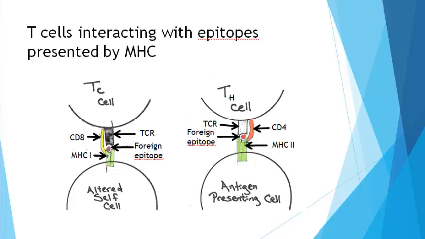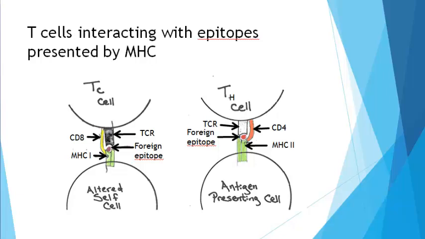You can see that for each scenario, there is one additional important molecule. Let's go over this. For a cytotoxic T cell, the T cell receptor binds to a foreign molecule presented by MHC1, and this interaction is stabilized by the CD8 molecule on the cytotoxic T cell. Remember that MHC1 molecules are present on all nucleated cells of the body.